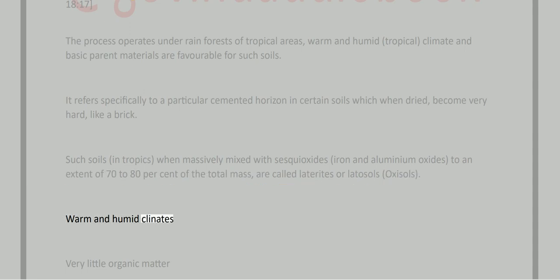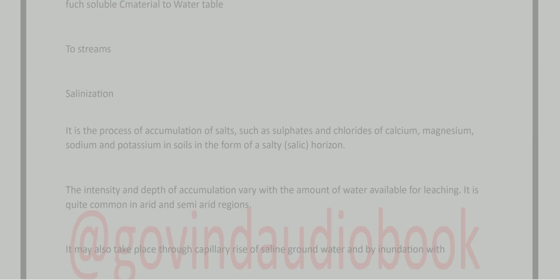Warm and humid climates, very little organic matter, oxic horizon. Residual iron and aluminum. A: silica removed, accumulations of iron. B: aluminum, plinthite, ironstone formation. Soluble material goes to the water table and to streams.